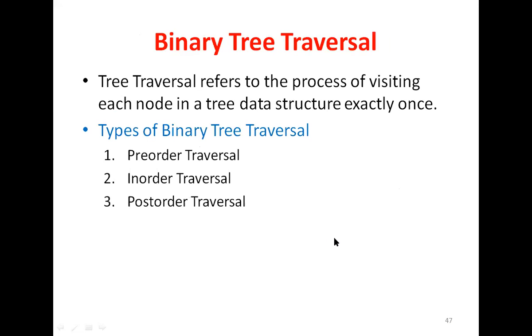Tree traversal means processing each node. I mean, visit each node and process it exactly once. This is known as traversal. What is traversal? We have already discussed it many times. Traversing means visiting all the nodes exactly once. So in the binary tree also, we will visit all the nodes exactly once. And how will we visit? There are three methods: preorder traversal, inorder traversal, and postorder traversal.